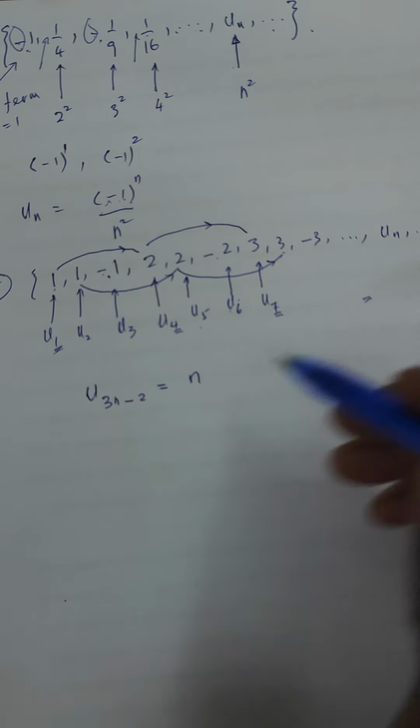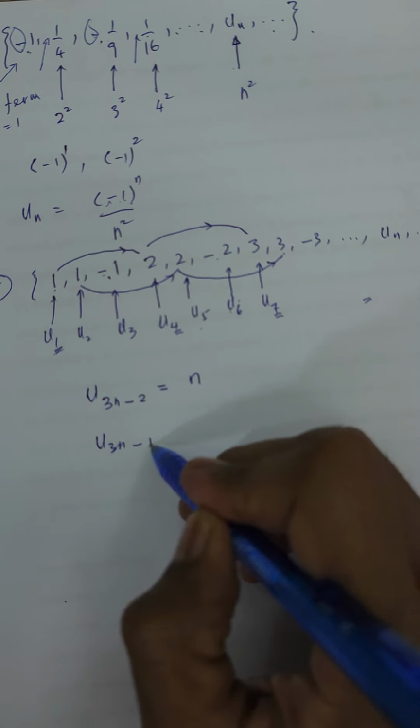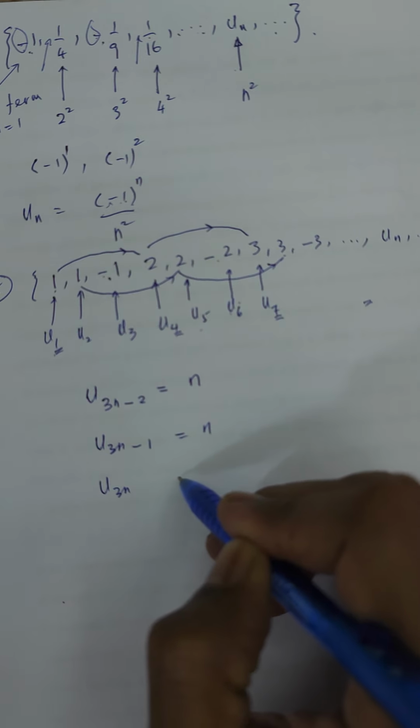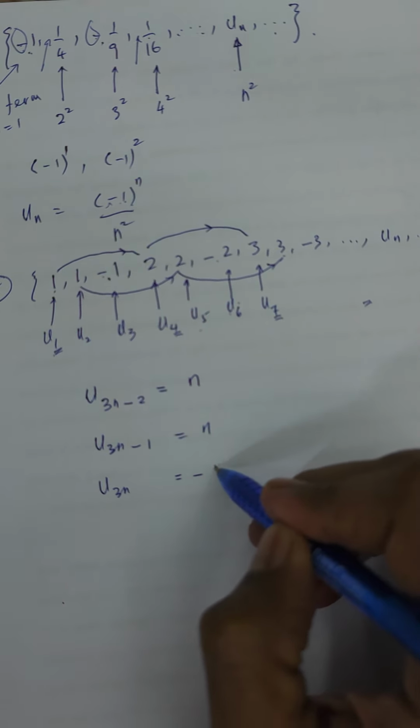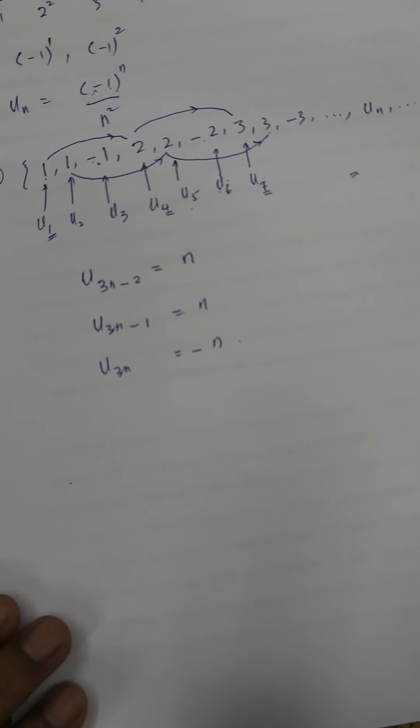For the U2, U5, you have U 3n minus 1. This is also n, and then you have U 3n, this gives you minus n. That's for n equals 1, 2, 3, 4, and so on. Okay, so that's the general formula to find the nth term. Others you can just think that way.